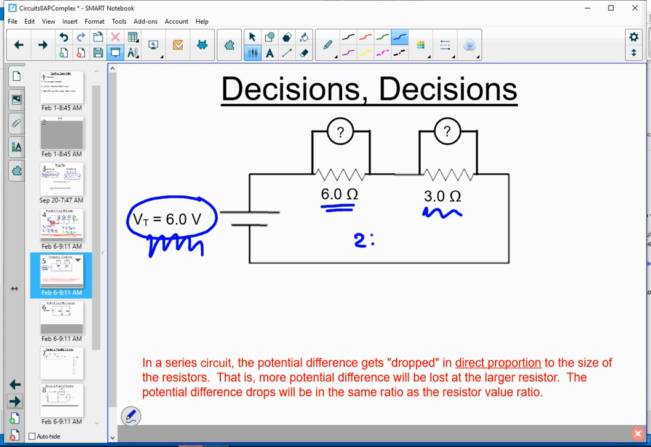Since these resistors are at a 2-to-1 ratio, that means the potential difference will get dropped in a 2-to-1 ratio. So since we have 6 total volts, what would fit in a 2-to-1 ratio? Well, that would be 4 volts and 2 volts. So you will get a 4-volt drop across the first resistor and a 2-volt drop across the second resistor.